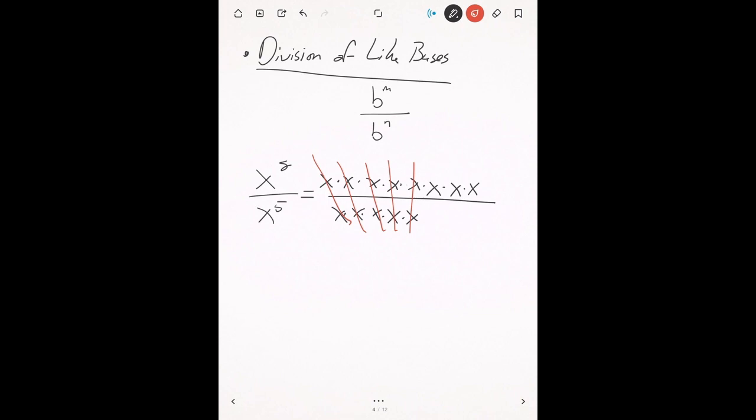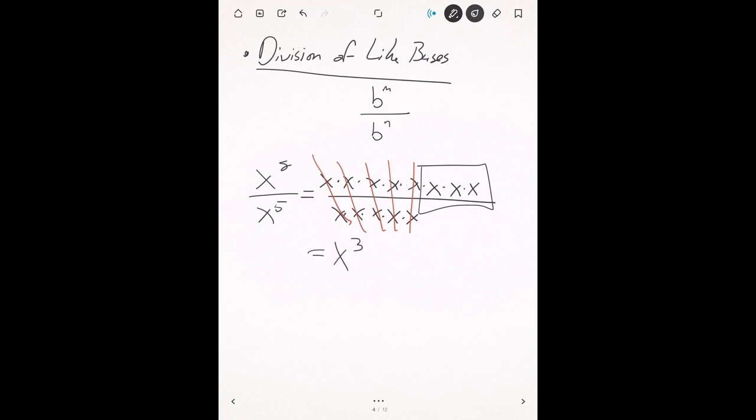More so, I should probably say I divided out 5 pairs of x's, because x divided by x, that cancels out, it's just a 1. X divided by x again is just a 1. And same thing here, same thing here, same thing here. All of these get canceled out or divided out. And what we end up with is what's left over.